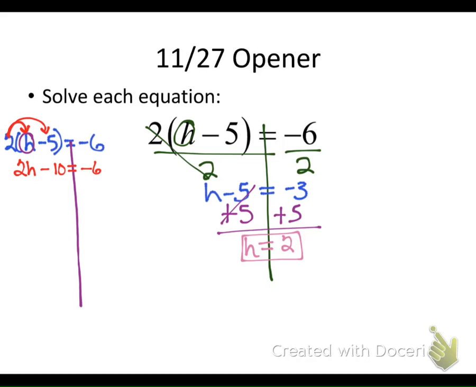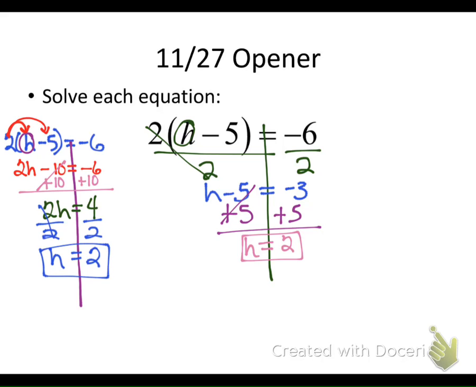Now we have a two-step equation. What do I get rid of first? Okay, so I'm going to add 10. Then I'm going to bring down the 2h equals 4. h equals 2. We got the same answer, right? Either way is acceptable, but you're going to want to use distributive property in today's lessons when you're working with more numbers. It'll just make it easier and simpler.